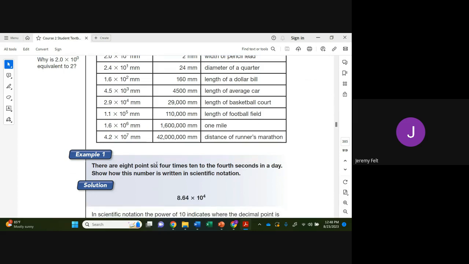There are 8.64 times 10 to the 4th seconds in a day, or 8.64 times 10 to the power of 4. Show this number written in scientific notation. So 8.64 times 10 to the power of 4. That's our coefficient. Always base 10 because we're moving decimals. So it's 1, 10, 100, 1,000, or if it's a negative exponent, we're talking about tenths, hundredths, thousandths, 10,000ths, and moving the decimal to the left.